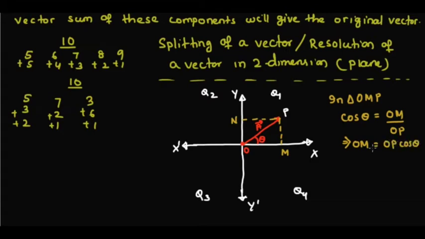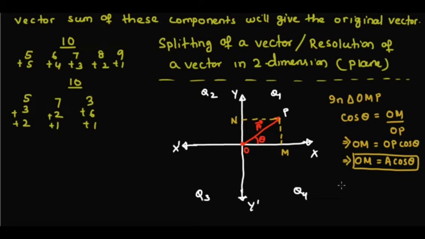And what is OP? OP is the length of the vector A. It means OP is the magnitude of vector A. So I can write OM as A cos theta. Is that clear? So students, we know that A is the magnitude of the vector A, and this cos theta is a dimensionless and unitless quantity. So OM has the same unit and the same dimension as A.